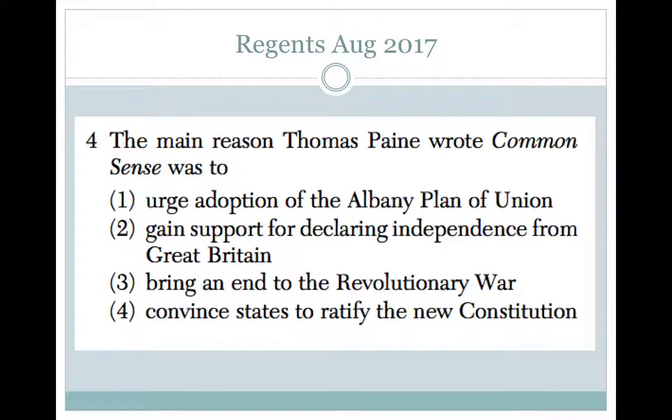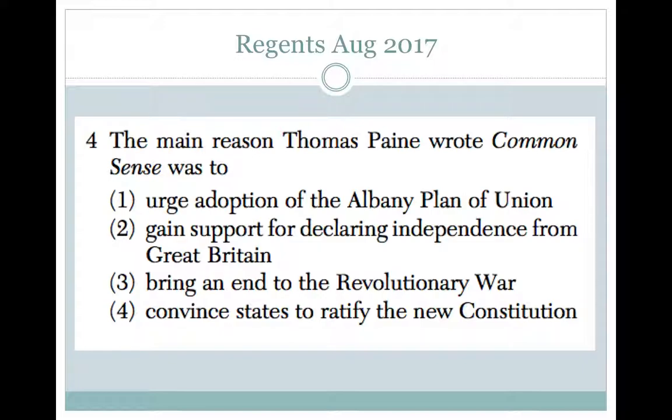This next question comes from the August 2017 Regents. The main reason Thomas Paine wrote Common Sense, this is that pamphlet, was to do what? You have to remember the pamphlet is going against Britain, and it's during the Enlightenment era. So, urge adoption of the Albany Plan. Albany's in the U.S., I don't know, right? We're going to keep reading the rest of the examples.